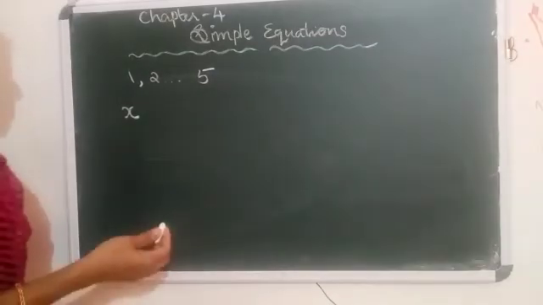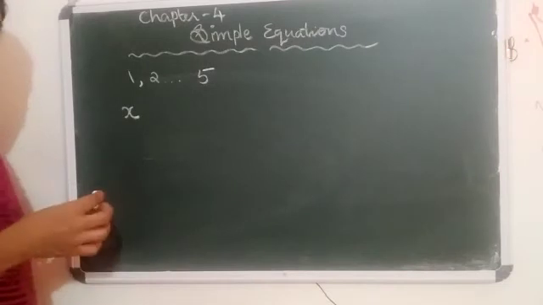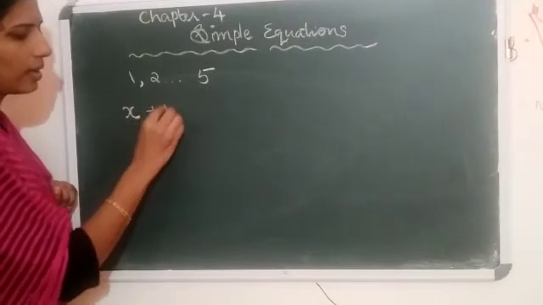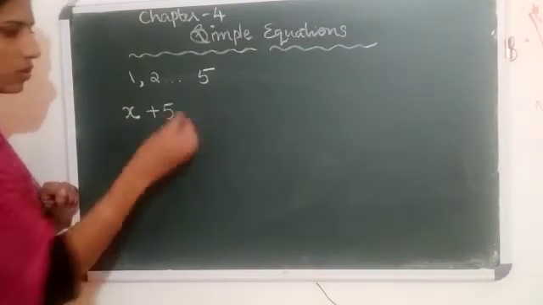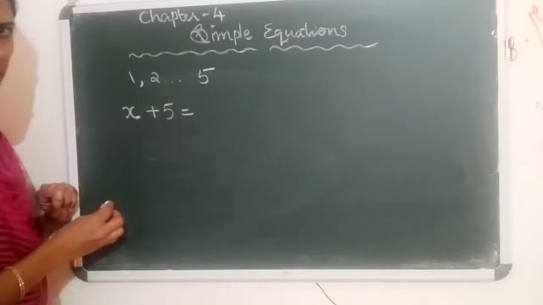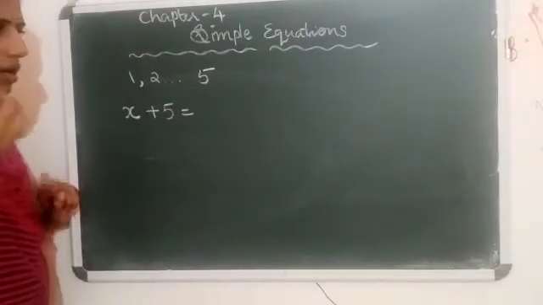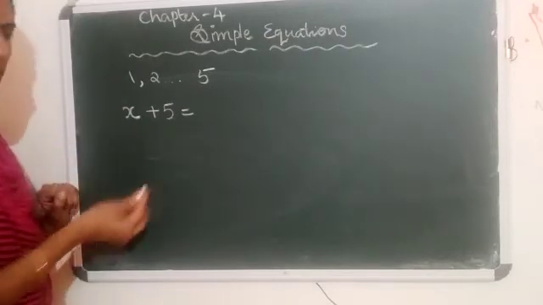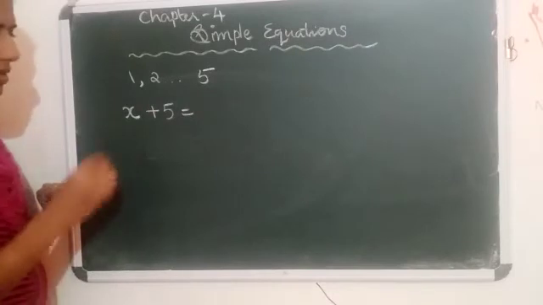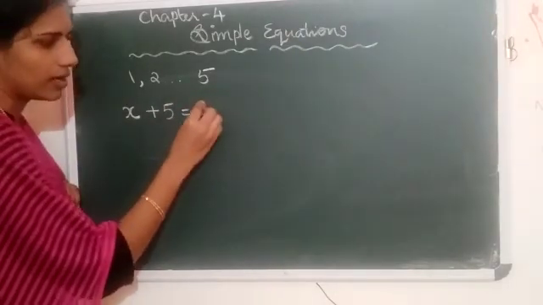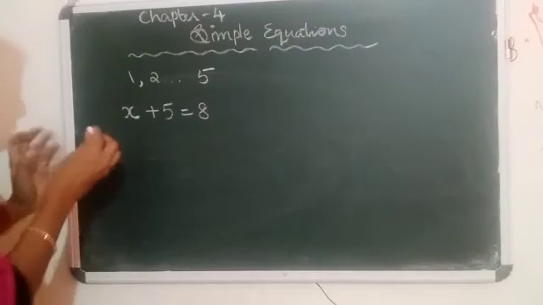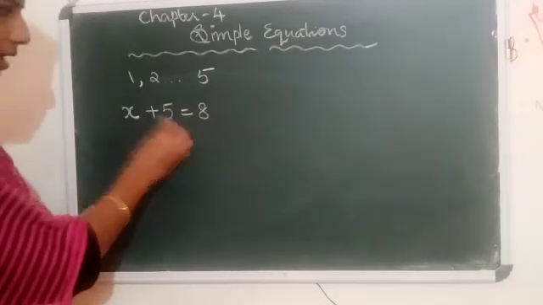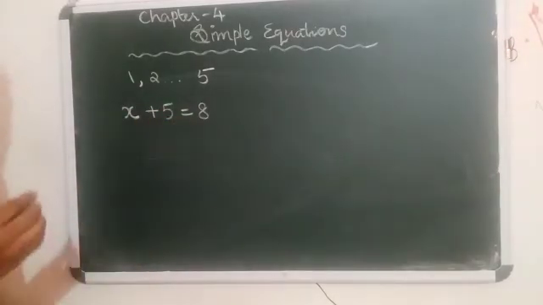Now I told you to add that number with 5. So what will you do? You will add 5 to the number and you will get one answer. Suppose you thought of 2. You will add 2 plus 5 and get one answer. Suppose the answer is 8. You had one number in your mind, you added 5, and you got the answer 8.